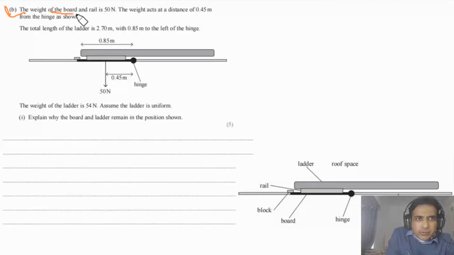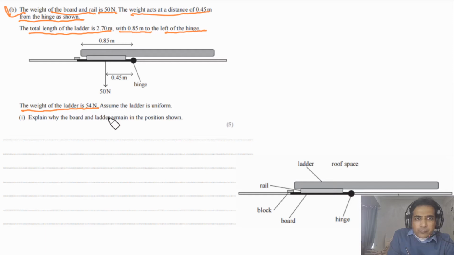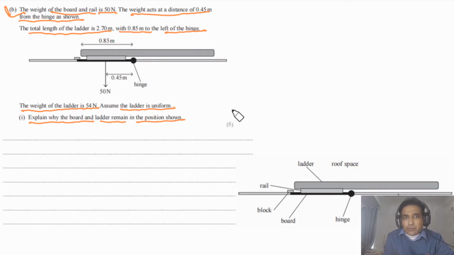Part B says the weight of the board and rail is 50 newtons. The weight acts at a distance of 0.45 meters from the hinge as shown in the figure. The total length of the ladder is 2.70 meters with 0.85 meters to the left of the hinge. The weight of the ladder is 54 newtons. Assume the ladder is uniform. Explain why the board and ladder remain in the position shown in the figure. Why they remain in equilibrium.